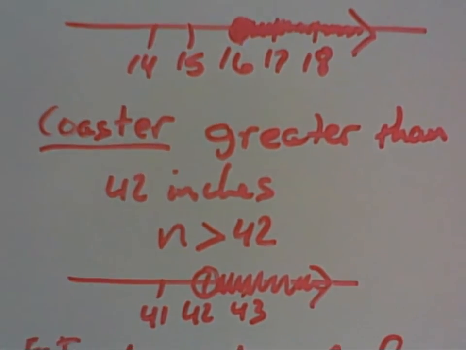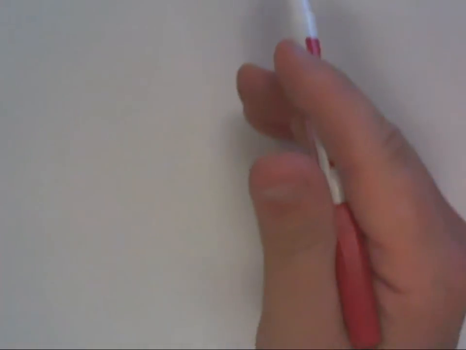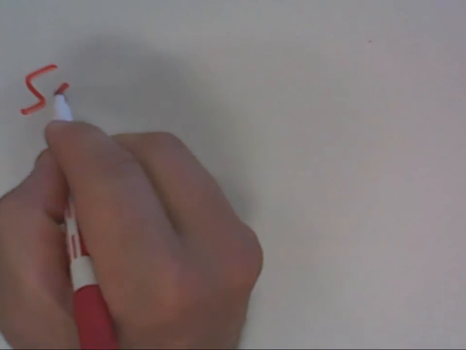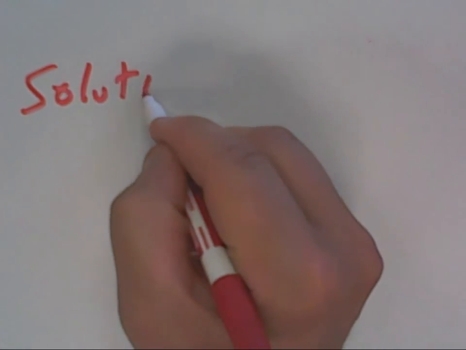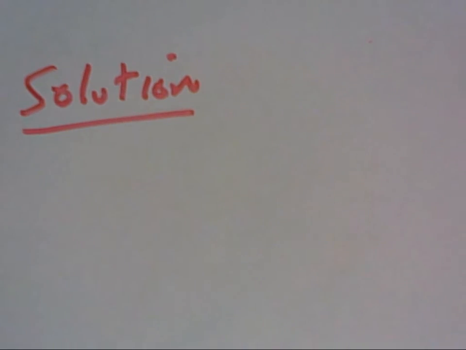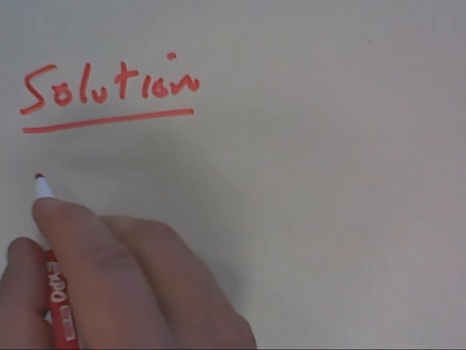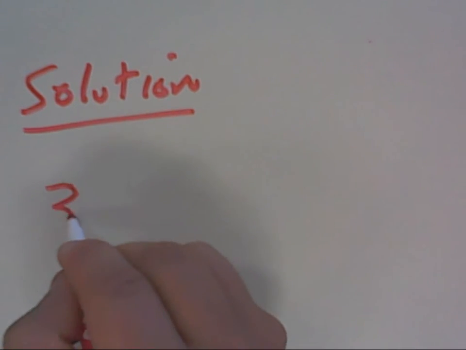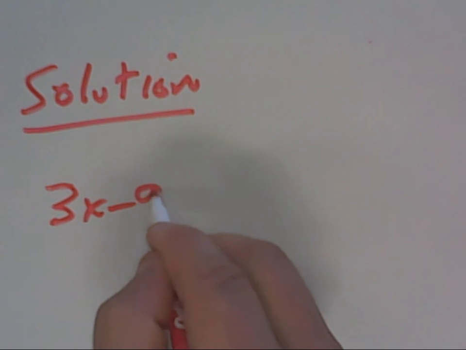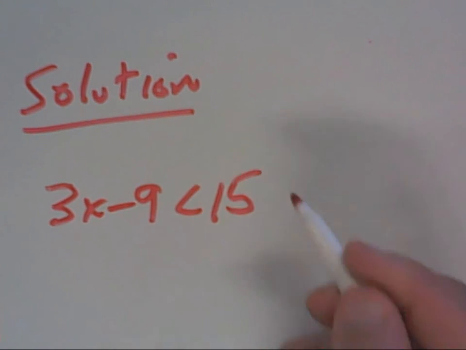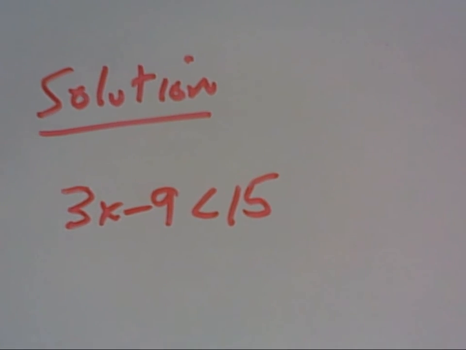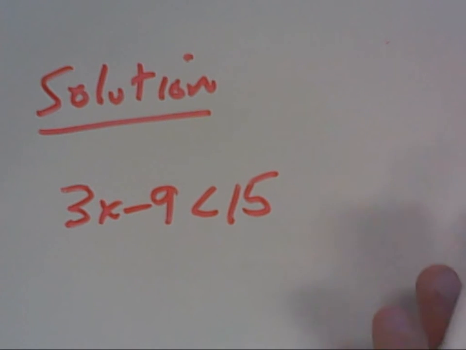One more thing I want to talk about, and I want you to put in your notes, is what does it mean to be a solution of an inequality? And so you can put up at the top here a solution to an inequality. We're going to have pretty complicated inequalities, but let's say that we have an inequality that looks something like this. 3x minus 9 is less than 15. A solution is anything that would work.